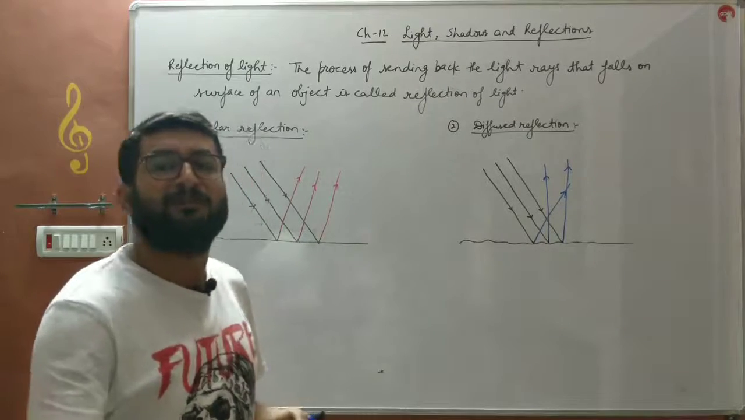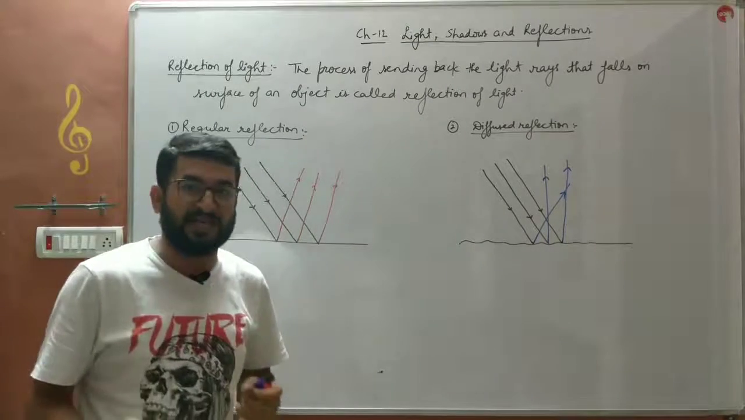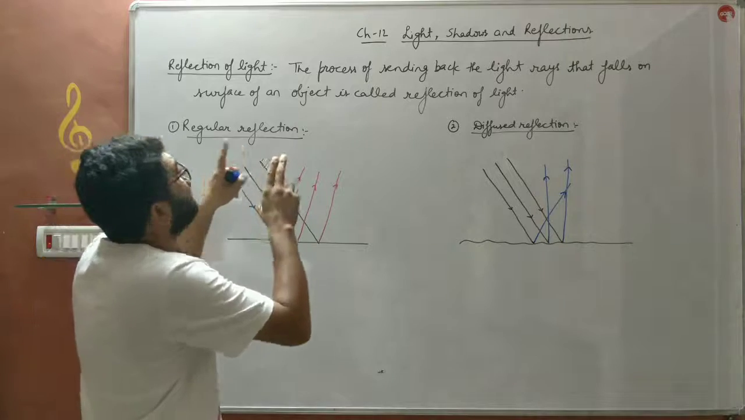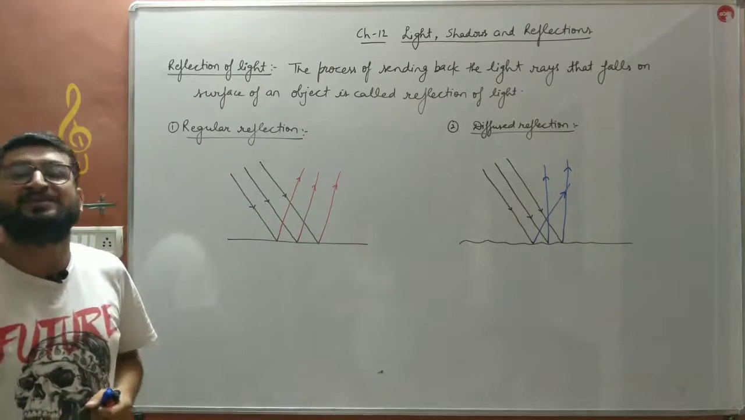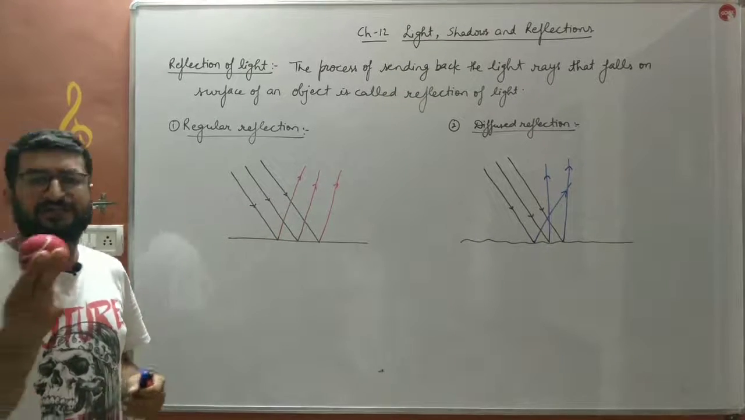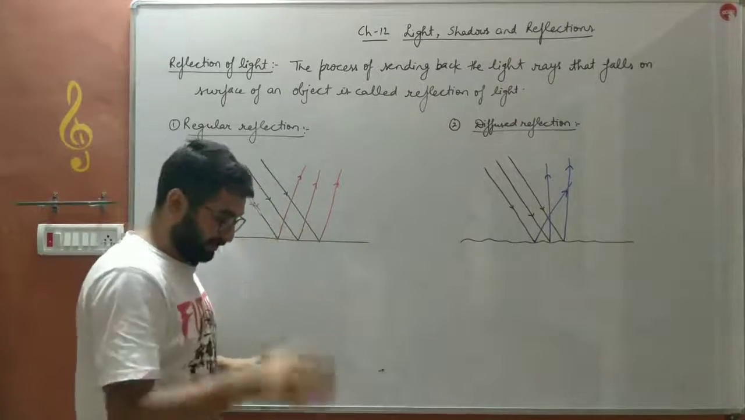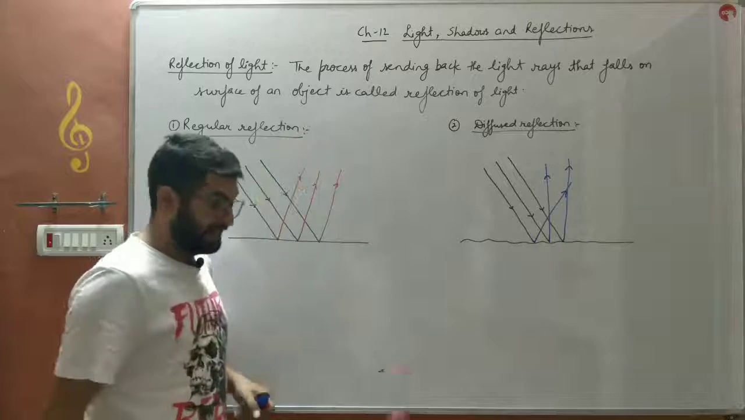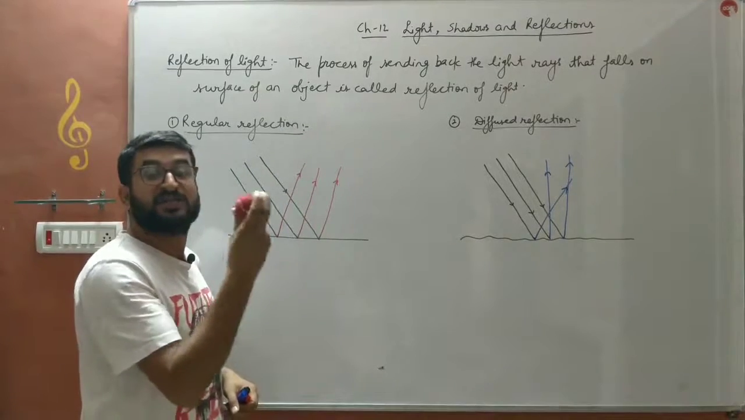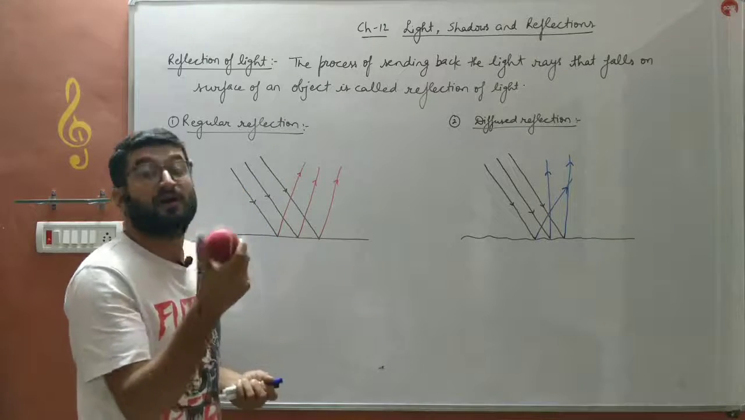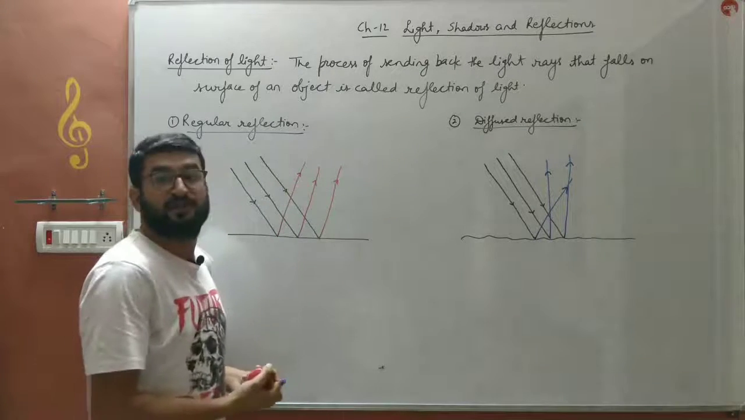What is reflection, bache? The bending back or the sending back of the light when it strikes on the surface of an object, when it falls on the surface of an object, is known as reflection. For example, bache, this ball, when I hit it on the ground, it will reflect back and comes back. It will reflect and comes back. So this is the reflection of this ball from a surface.